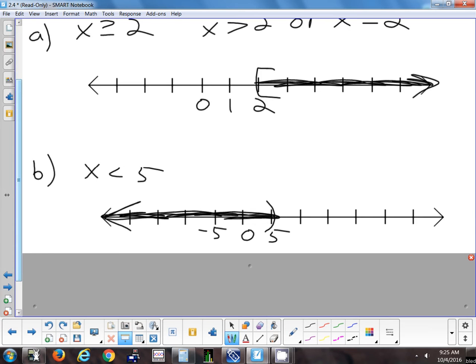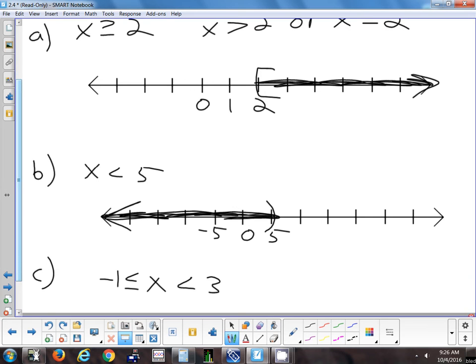Lauren, is that one a conjunction? No, that's not a conjunction. That one's not even a disjunction because it doesn't have the equal to. It's just x is less than 5. It's just an inequality. That's all you can say. All right, how about C? Sam, is that a conjunction? Yes, that's a conjunction because it's telling us to be between those two numbers.